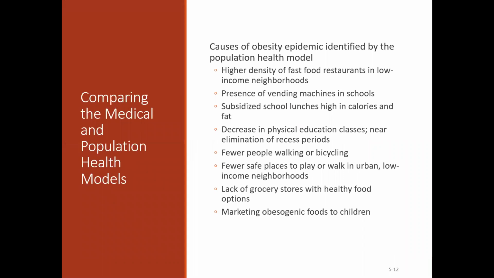So comparing, again, those medical model and the population health model. Causes of the obesity epidemic, when we look at that population health model, we talked about this in the last slide, but higher density of fast food restaurants in low-income neighborhoods, that's certainly a physical environment, food desert type environment. Presence of vending machines in schools. If they have unhealthy foods in those vending machines, we know that kids have access to those. They may be consuming those. That may be their only opportunity to consume food throughout the day.